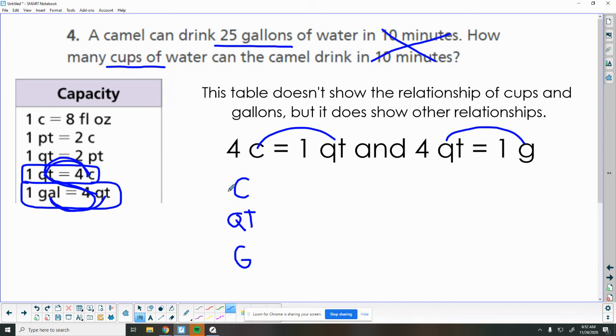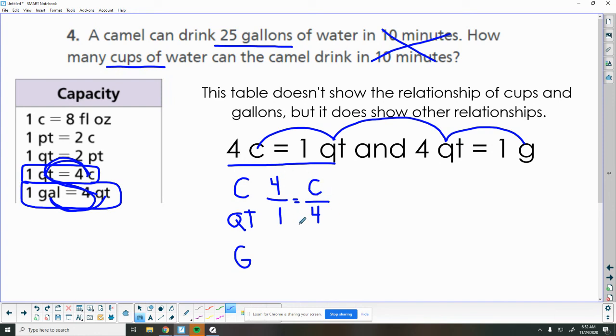So let's start with what we know about cups and quarts. I'm going to start, and we can see that 4 cups is 1 quart. Always start with what you know about one of them. Now I'm looking for, and I know, let's see here, 4 quarts is a gallon. So I'm going to say I want to get to 4 quarts. How many cups is that?